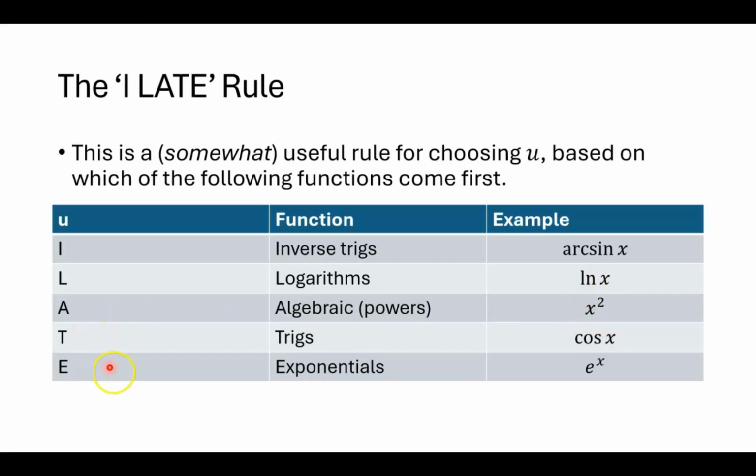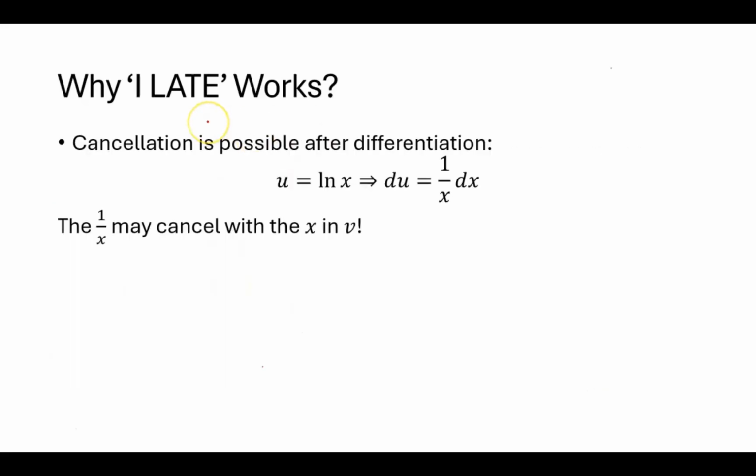And the fourth one and the fifth one are the trigs and the exponentials. So for these things, unless the question is very special, you wouldn't want to choose them as your u. You should choose them as your dv and integrate them. And now you may be wondering why the ILATE rule works.